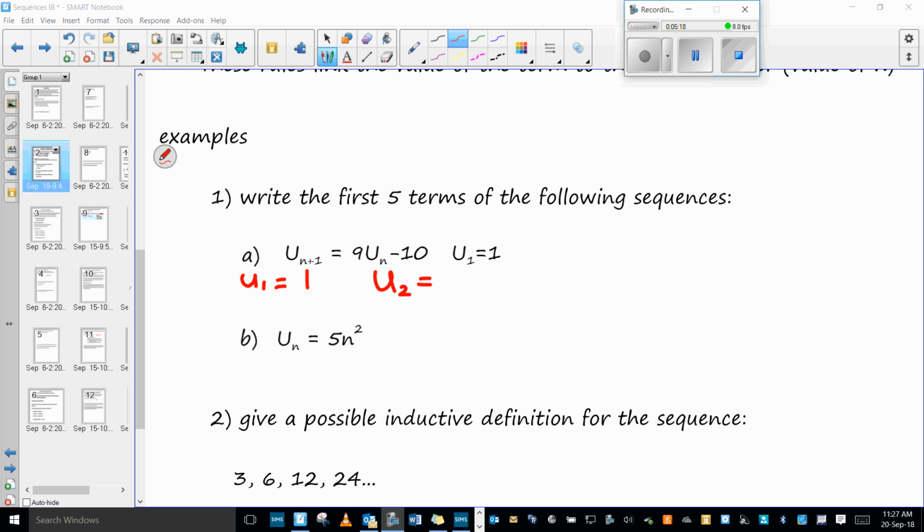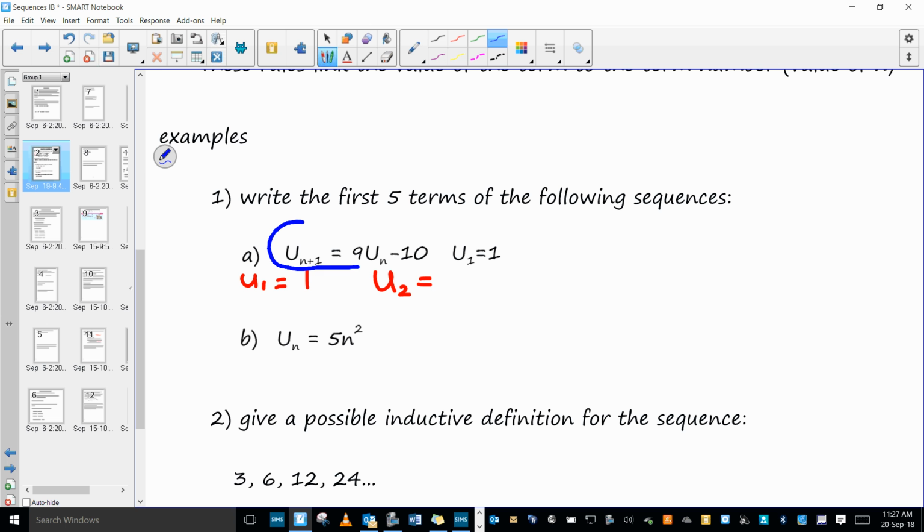Okay, so let's have a look. Our rule, so this is our new rule. This says that u n plus 1 is 9 lots of un subtract 10. So if I wanted u2, that indicates that this is u1. So that's going to be 9 lots of 1 subtract 10. So that's negative 1.